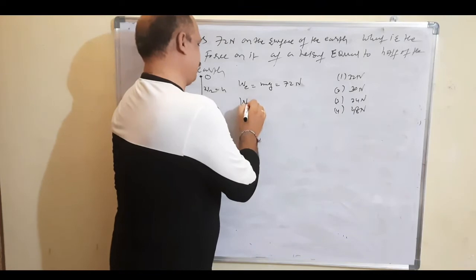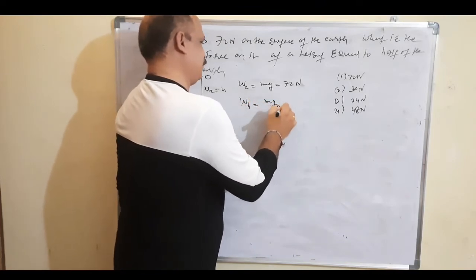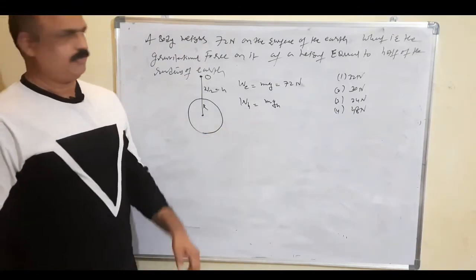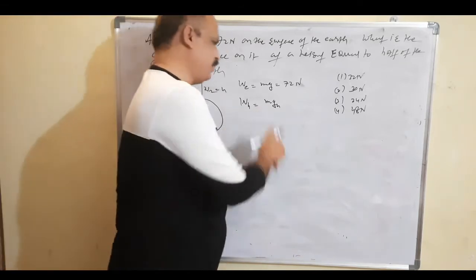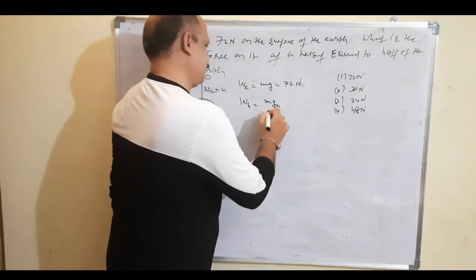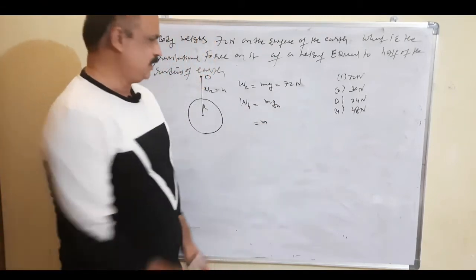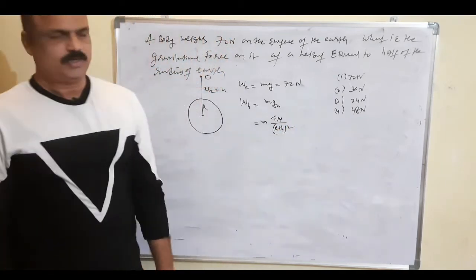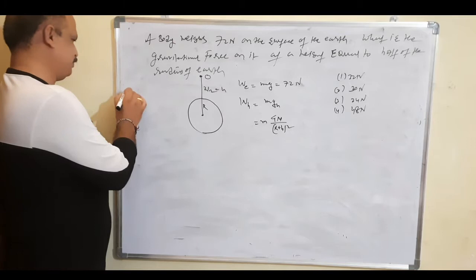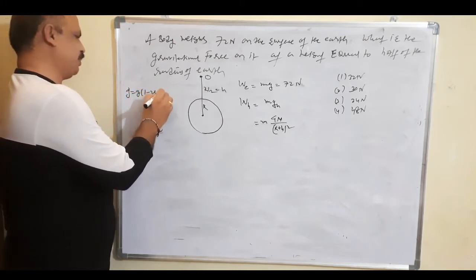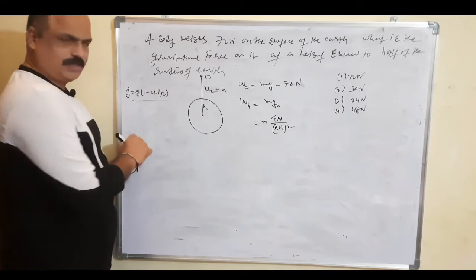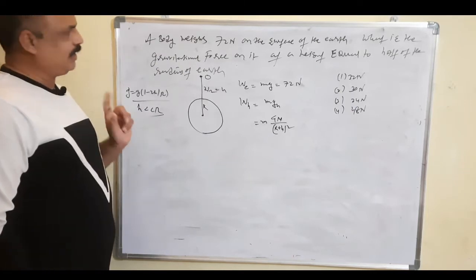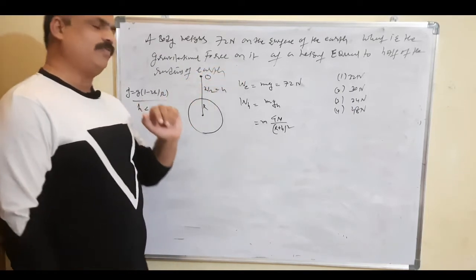What they ask is the weight of the body at a height h, which is equal to m into g_h. The value of g changes with respect to height. Here m into g_h is equal to GM by (R plus h) whole square, variation of g with height. Don't use the formula g' is equal to g into (1 minus 2h by R). This formula is used only when h is much less than R. But here they given the height is equal to half of the radius of the earth.